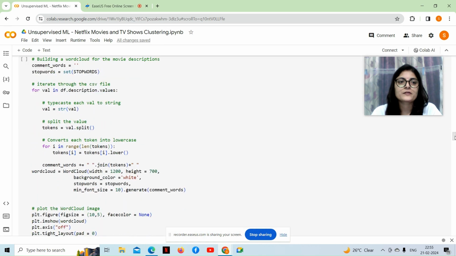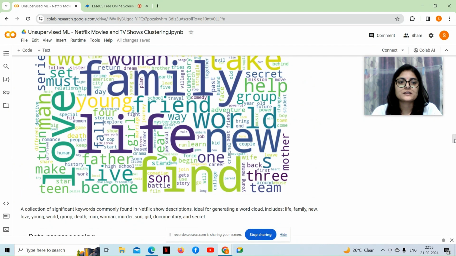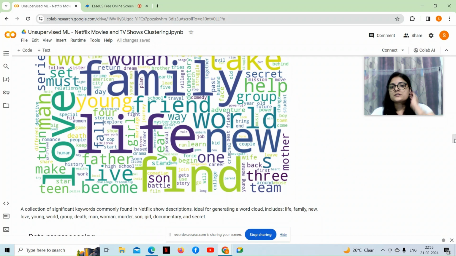Now we are building a word cloud for the movie descriptions. This is the word cloud. It is a collection of significant keywords commonly found in the Netflix TV show descriptions, ideal for generating a word cloud.